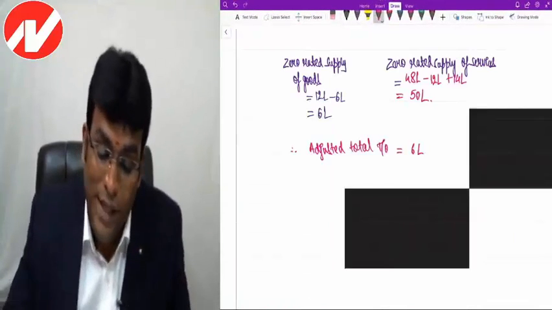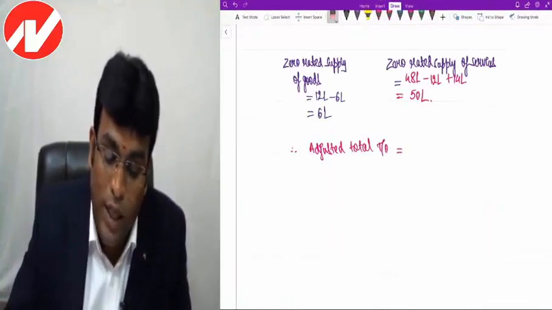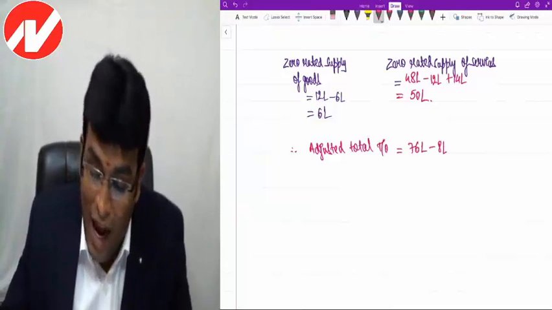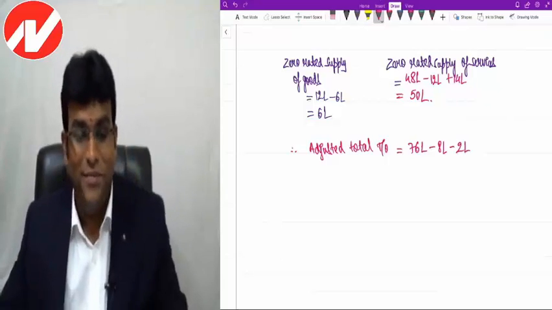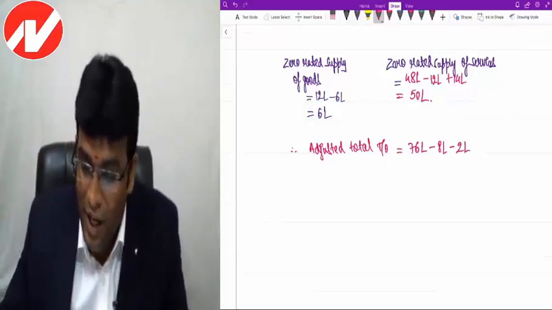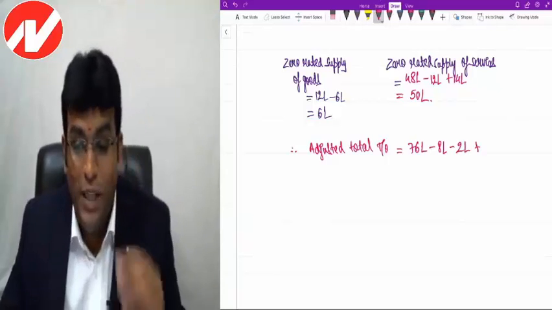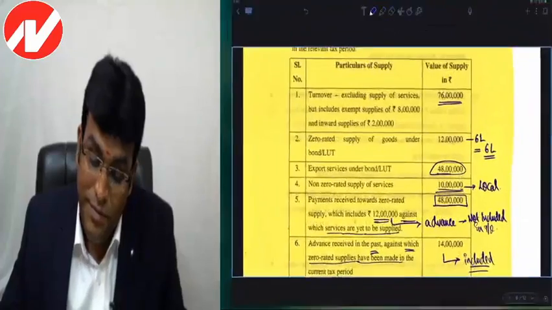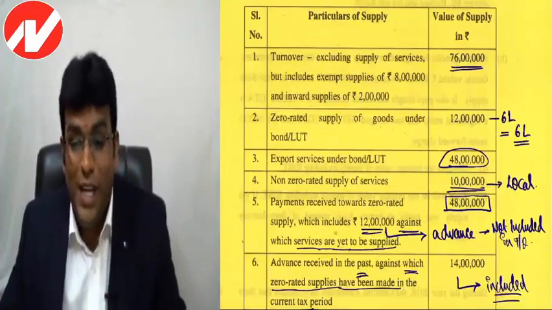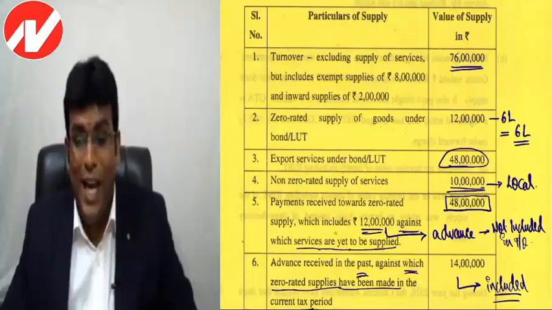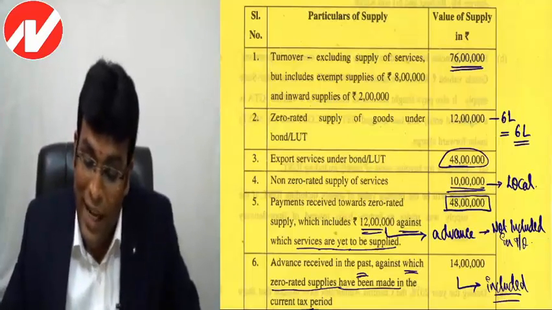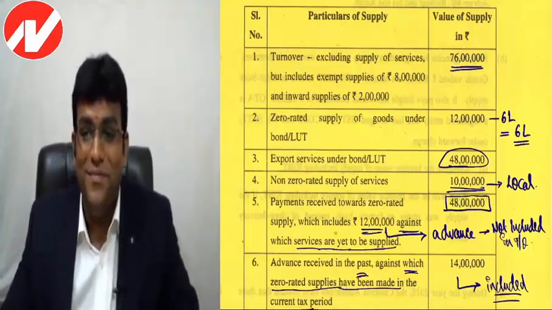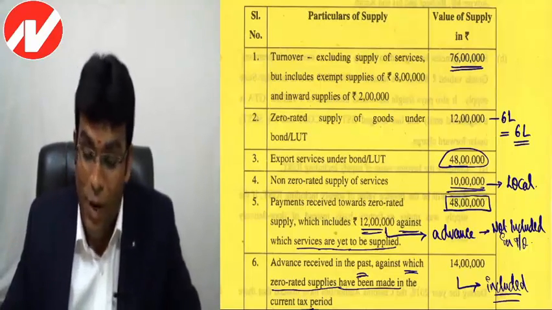So what I'll do now is, when I calculate my total turnover from 76 lakhs, I'll reduce that 8 lakhs and I'll also reduce that 2 lakhs. To this, I'll also add my zero rated supply of goods. Zero rated supply of goods is actually 12 lakhs. From that 12 lakhs, 6 lakhs is gone. So the balance figure is only 6 lakh rupees. Clear or not?